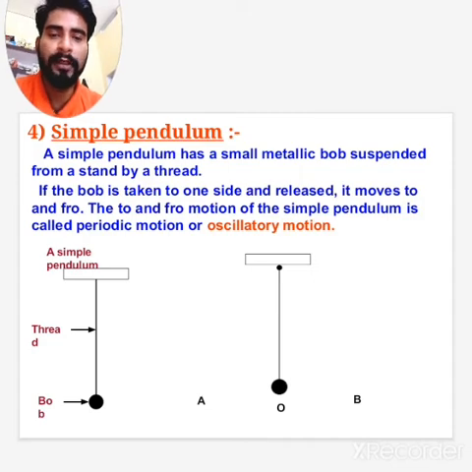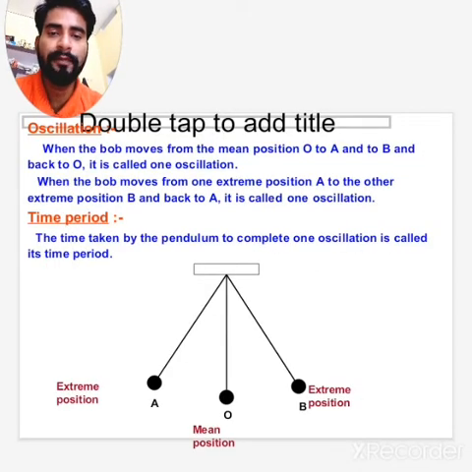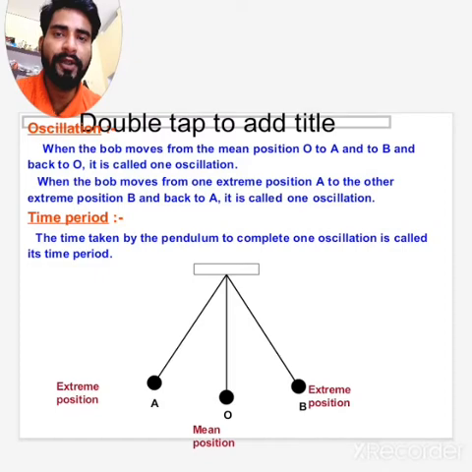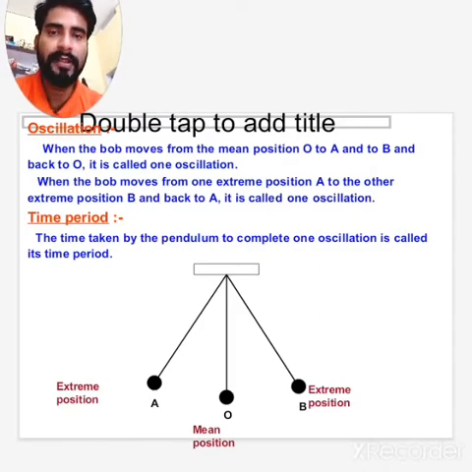Point O shows the mean position. Point A shows the extreme position. Point B also shows an extreme position. So in the simple pendulum, there are two extreme positions and one mean position. Now, what is one oscillation? If the bob repeats its movement once, then we can say it covers one oscillation. One complete movement of the bob is known as one oscillation. So if it starts from O and comes back to O, then we can say it covers one oscillation.